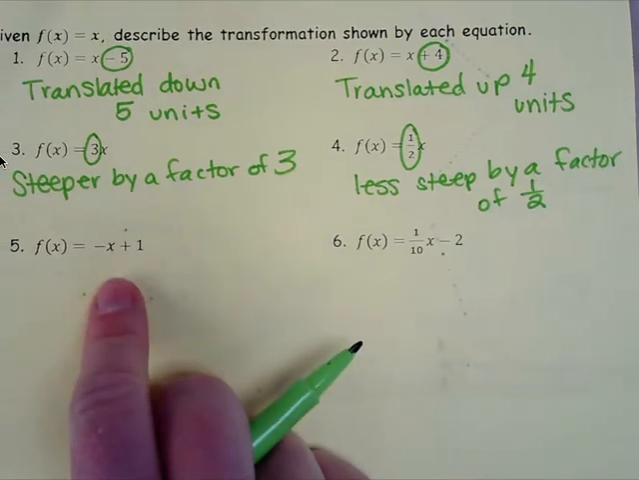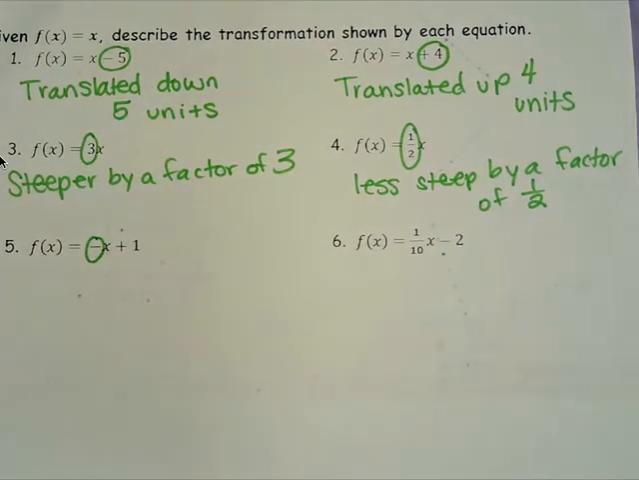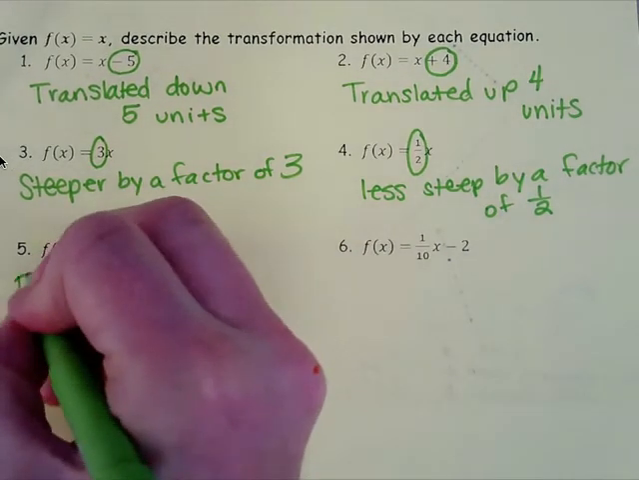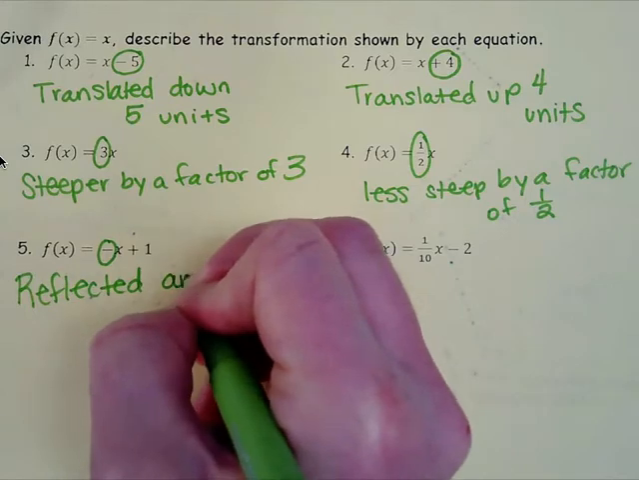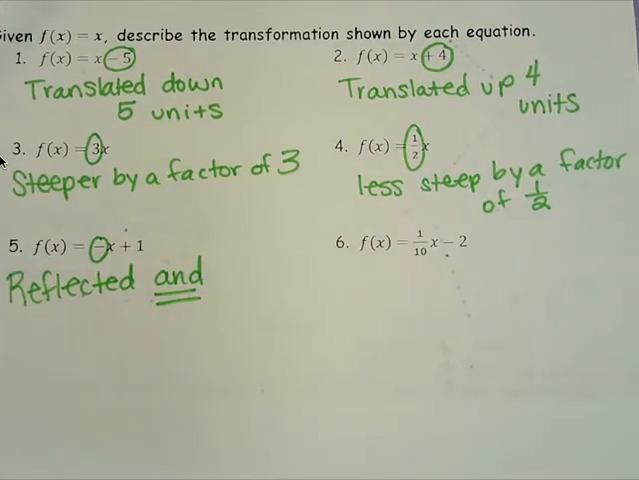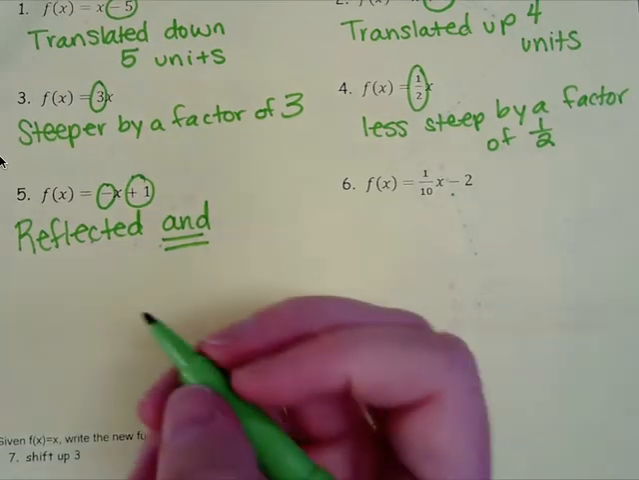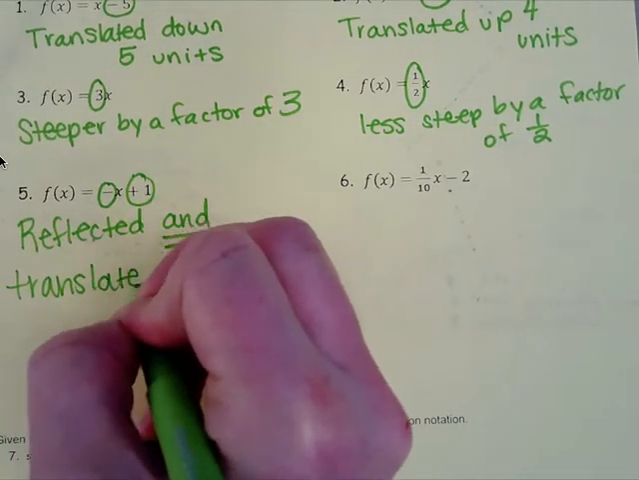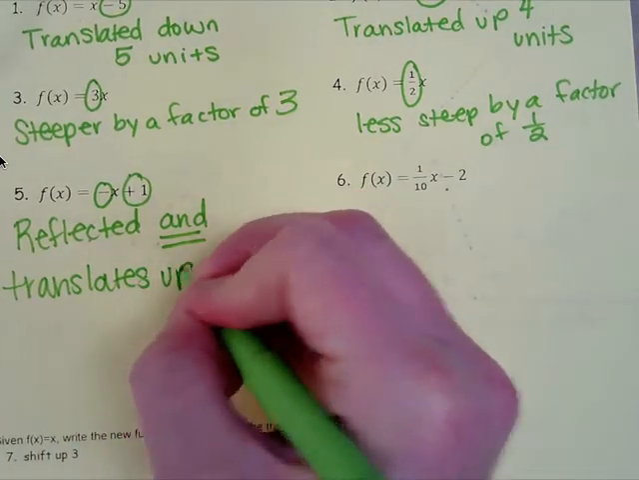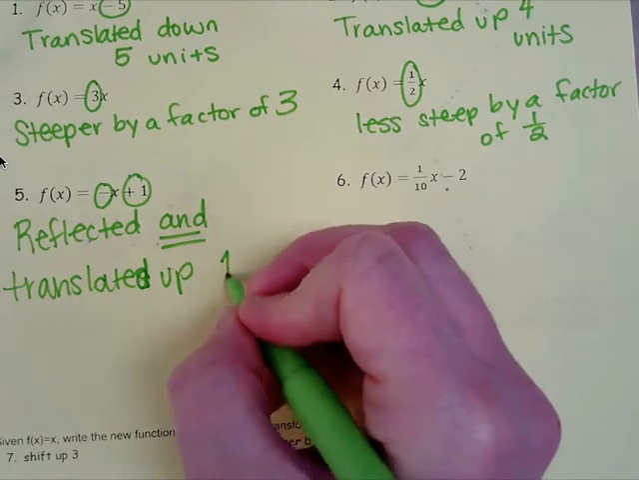Number 5 has 2 things that are different. This, which tells us it's a reflection, reflected, and we have a +1. So what does that +1 do? Translates up, translated up 1 unit.